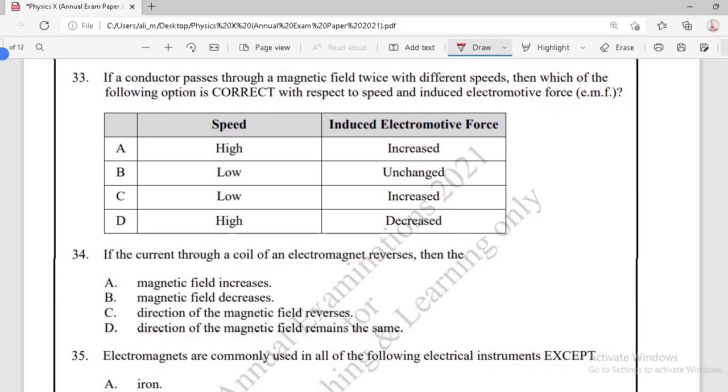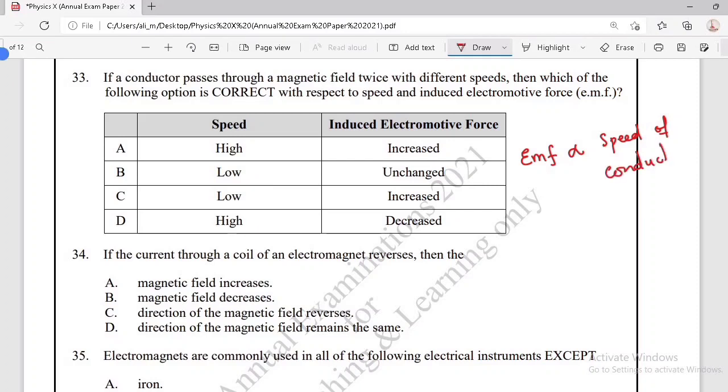If a conductor passes through a magnetic field twice with a different speed, which of the following options is correct with respect to the speed and induced EMF in the conductor? So we know that the value of induced EMF is directly proportional to the speed of the conductor. The greater the speed, the greater will be the magnitude of EMF produced in that conductor. So with greater speed, the electromotive force will increase. Option A is the right answer.